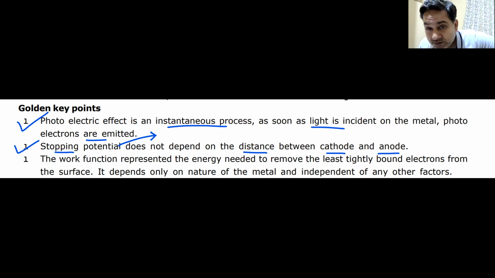Stopping potential depends on the frequency of the photon, or the energy of photons. It does not depend on the distance between the cathode and the anode. I hope this point is clear. I move on to the next point.